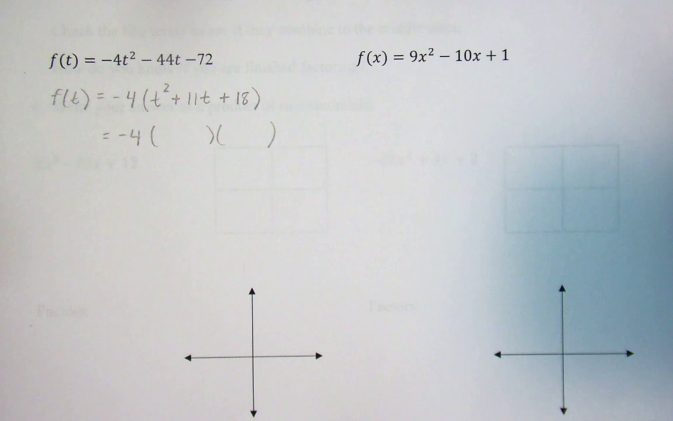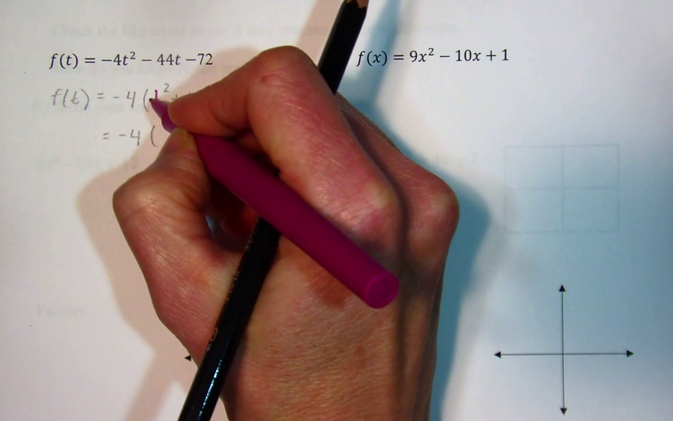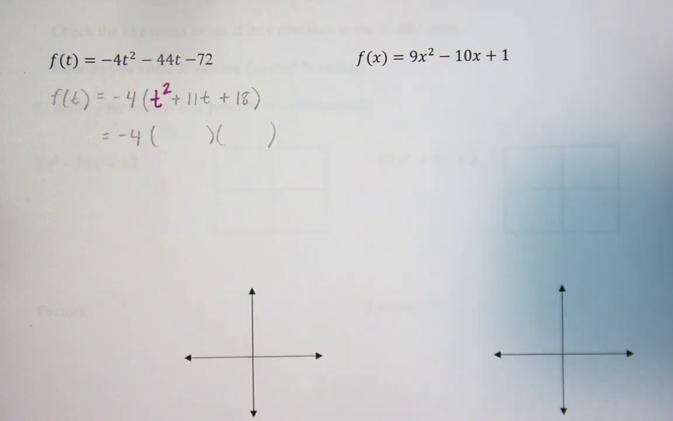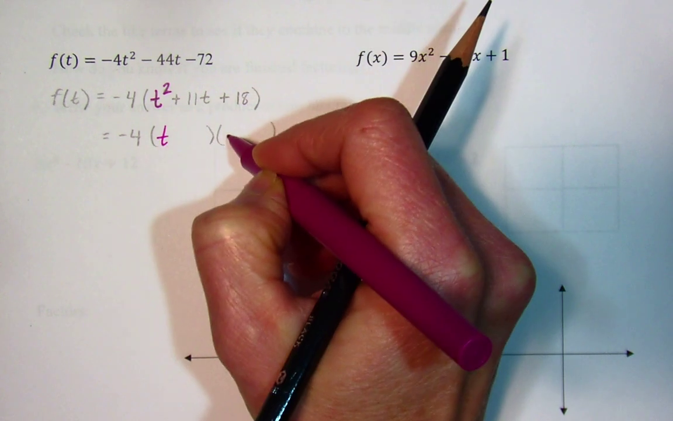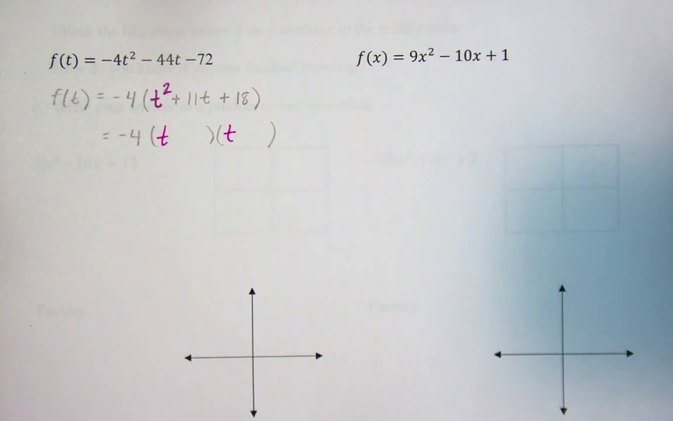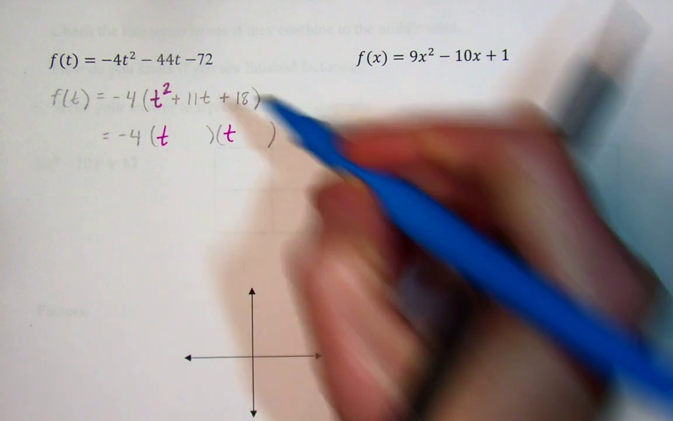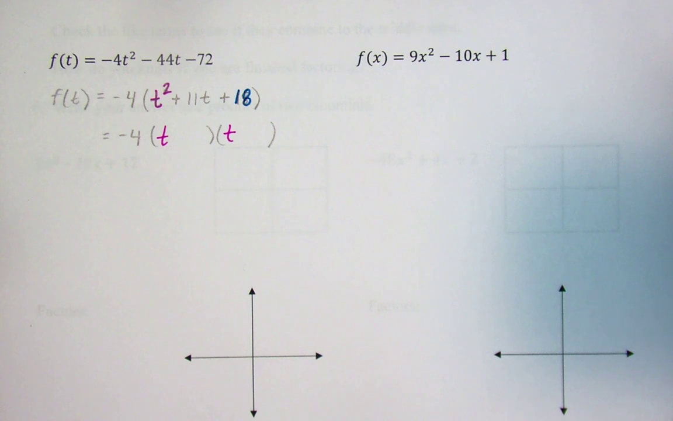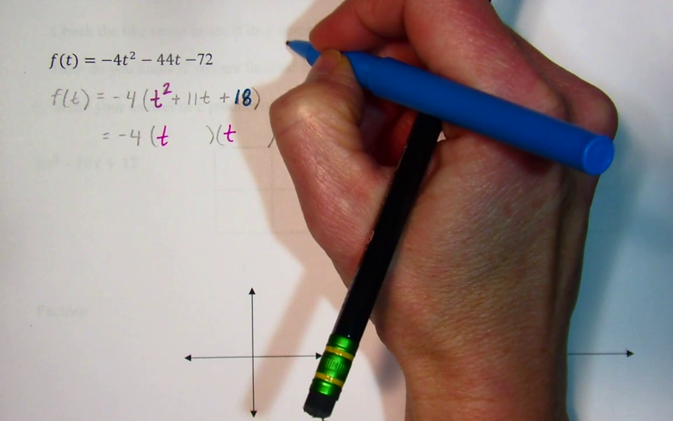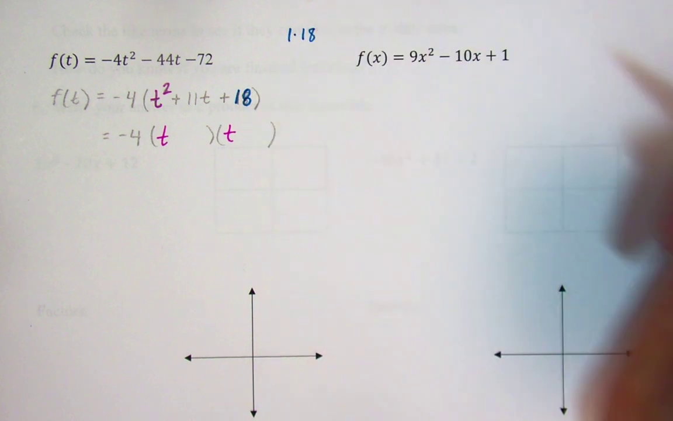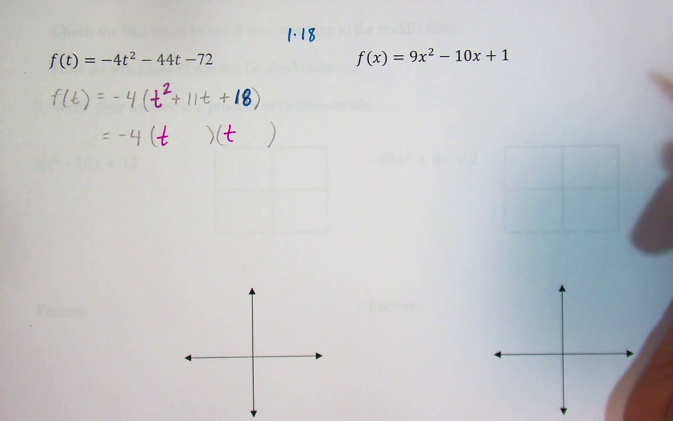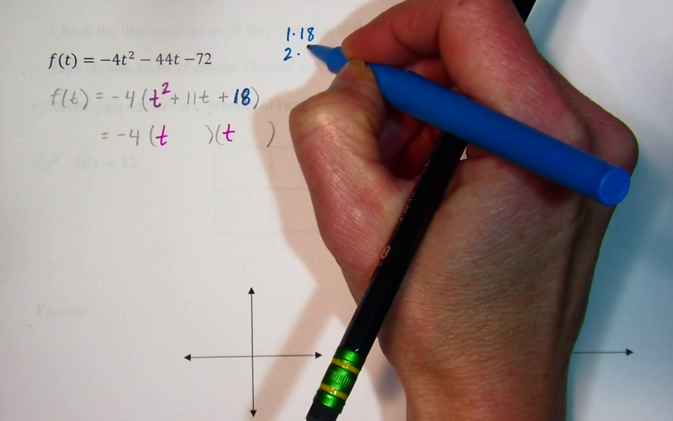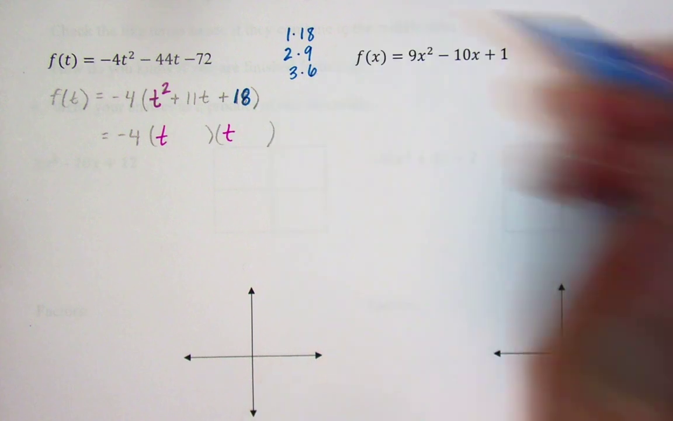And I'm going to ask myself, what times what will multiply to make the first term? What times what makes t squared? That would be t times t. And then I'm going to ask myself, what are my factor pairs that make the last term? My last term is 18. What are the factor pairs that make 18? It could be 1 times 18. Always start with 1, kids, so that you don't forget about it. 2 times 9 or 3 times 6.